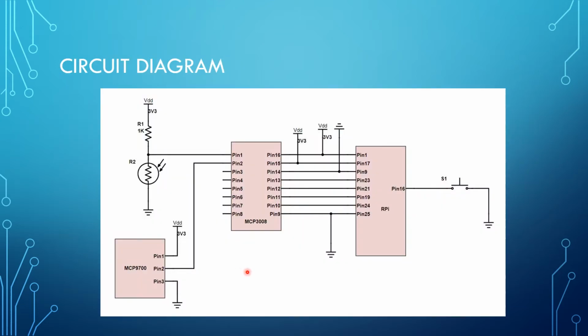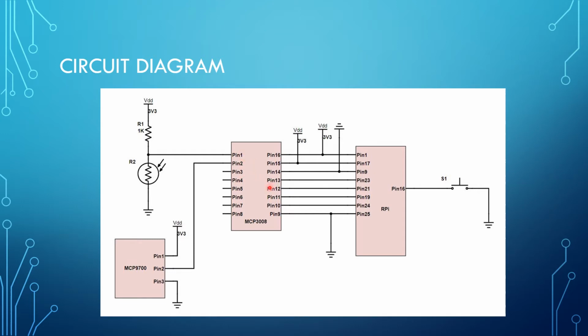So for our experiment, our hardware can be seen by the circuit diagram in front of you. We had a Raspberry Pi and our ADC, the MCP3008, and this was our temperature sensor, the MCP9700. We also connected a Light Dependent Resistor, as can be seen in the circuit, and both these were hooked up to the ADC on different channels. Pin 1 in this case was channel 0 and pin 2 was channel 1.